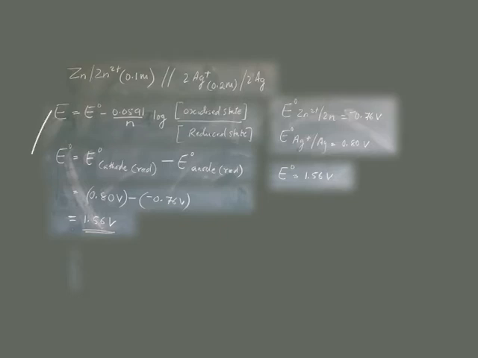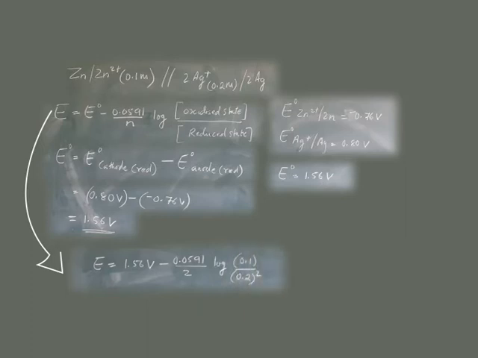Now let's substitute this in the Nernst equation. So when you substitute this, E equals E naught, I got it as 1.56.